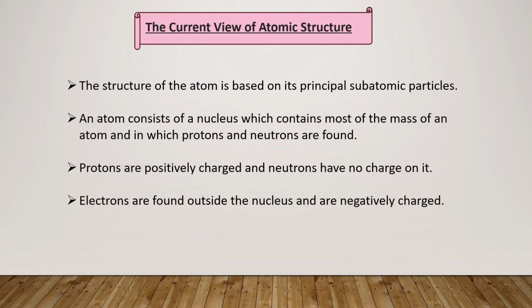The current view of the atomic structure of an atom is based on its principal subatomic particles. An atom consists of a nucleus which contains most of the mass of an atom and in which protons and neutrons are found. Protons are positively charged and neutrons have no charge. Electrons are found outside the nucleus and are negatively charged.